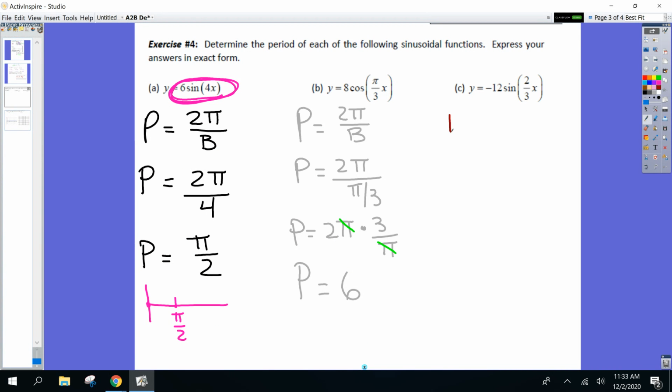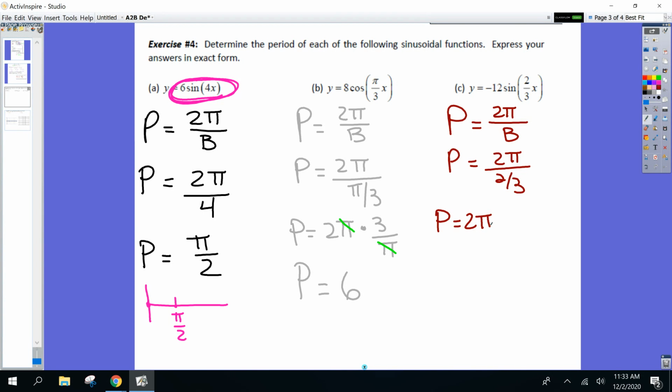So it would be 2 pi divided by 2 over 3. Well, hold on. I just want 2 pi over b here. I want to start right from scratch with all these because we're brand new at this. But you are correct. The b value is 2/3. So it'd be 2 pi divided by 2/3. We're not going to leave it like that. 2 pi. Go ahead.